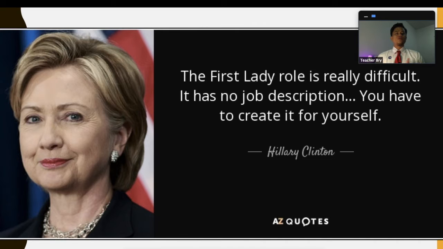The First Lady role is really difficult. It has no job description. You have to create it for yourself. After this lesson, we will find out what she meant by saying really difficult, what she meant by saying no job description, and what she meant by saying you have to create or make it yourself.